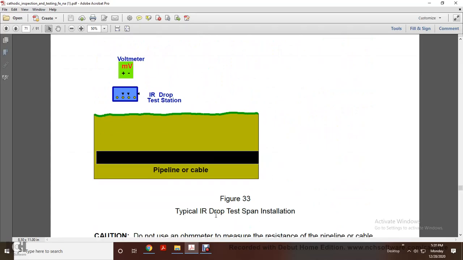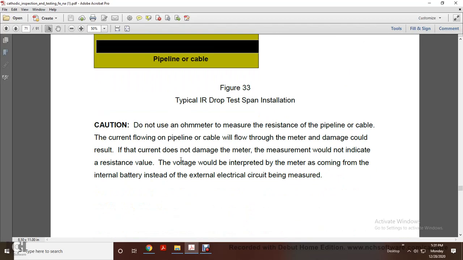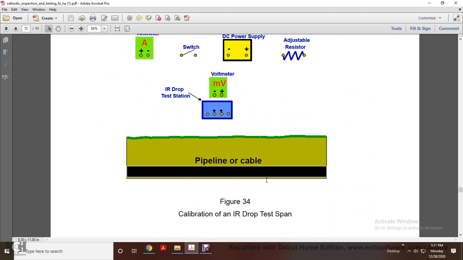Shown is the voltmeter in figure 2, the ammeter, and the ampere drop test span. Test station, voltmeter, pipeline cable. Caution: do not use an ohmmeter to measure the resistance of the pipeline cable. The current flowing in the pipeline cable through the meter could damage the meter. The measurement would indicate a resistance value, and the voltage should be interpreted by the voltmeter as coming from the internal body instead of the external electrical circuit being measured.